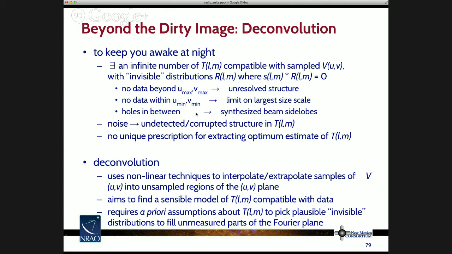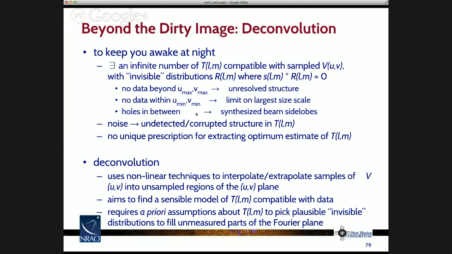You have no data within some minimum U and V, typically. So that means there's a limit on the largest size scale that you've measured. This is not something that we have a lot of experience with in the optical typically, but in radio interferometry, this is common. There's a limit on the largest size as well as the smallest size. And then you have all these holes in between the minimum and the maximum, and those lead to all the structure in the point spread function, which are called the synthesized beam side lobes. In addition to that, there's noise, and so there's undetected or corrupted structure in the sky brightness distribution.